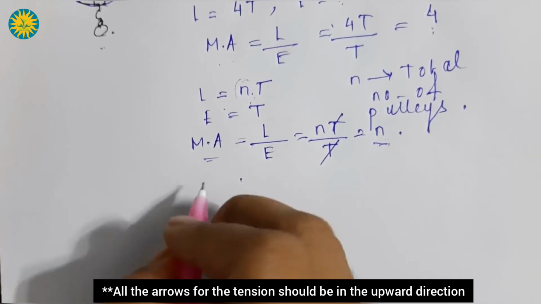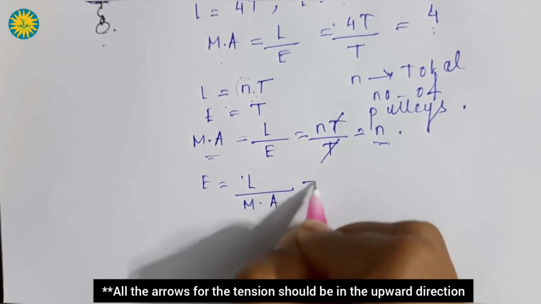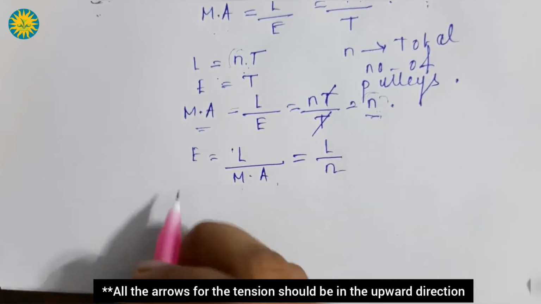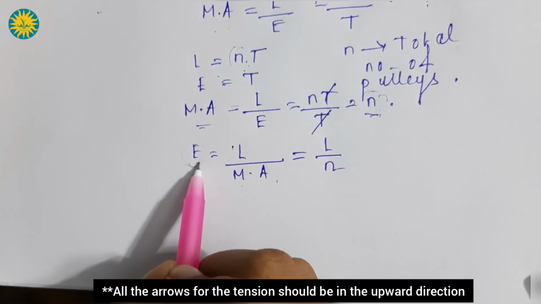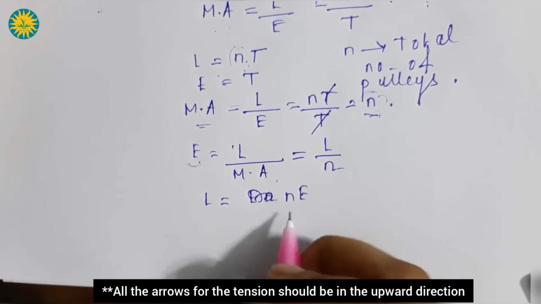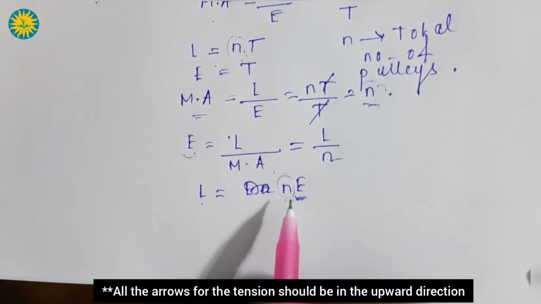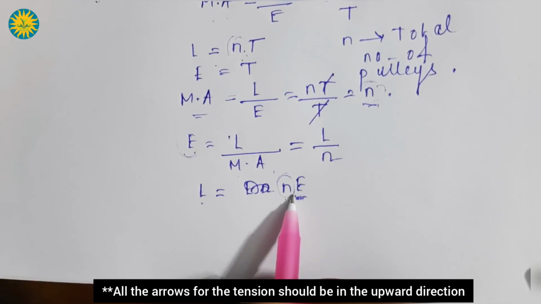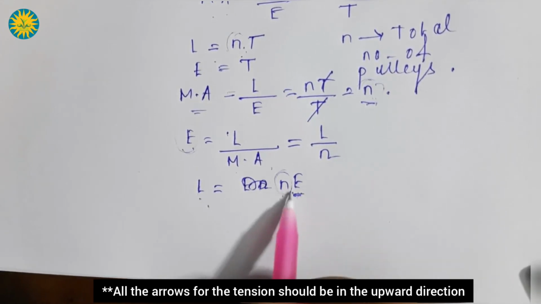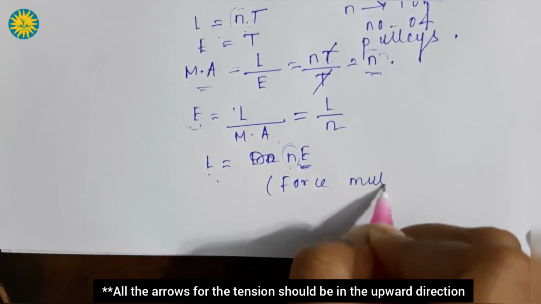Now if I say effort, what is actually effort? Effort is load by mechanical advantage. Mechanical advantage we got N, so this is load by N. Now you see your effort is actually getting multiplied N times. If you calculate load, it is E times N, or write it like this, NE. So you see your effort is getting multiplied. See very carefully that your effort is getting multiplied N times, and this is actually acting as a force multiplier. So as your effort is getting multiplied N times, where N is your total number of pulleys used, you can say that it is acting as a force multiplier.